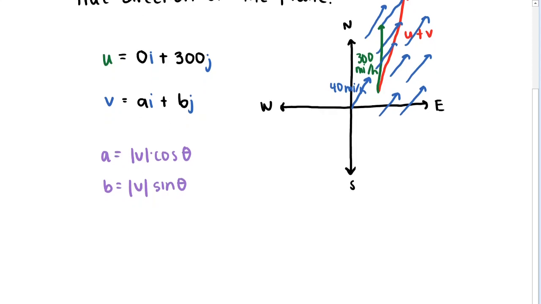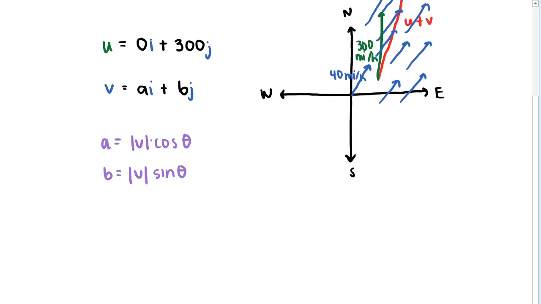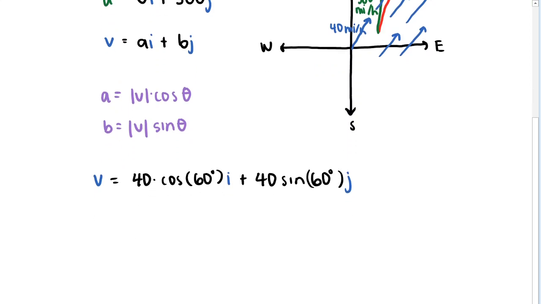So what does that mean a is equal to? Let me rewrite this: v is equal to a, which is the magnitude of the vector, 40 miles per hour, times cosine of 60 degrees. That's the angle of our vector, and that's the horizontal component. We can add this with the vertical component: 40, the magnitude of the vector, times sine of 60 degrees, and this is times our vertical component vector, j.